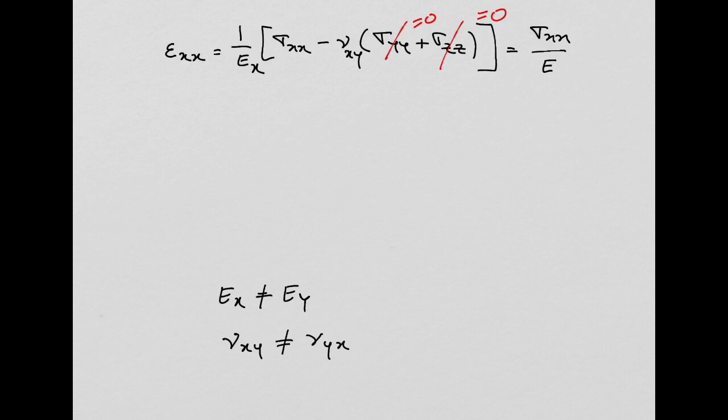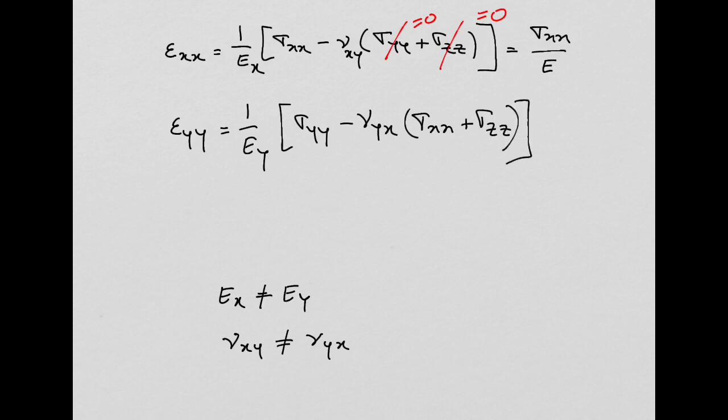Now, if I write the deformation in the y direction, this is going to be equal to 1 over Ey, the Young's modulus in the y direction, times sigma yy minus Poisson ratio yx times sigma xx plus sigma zz. Okay? So sigma yy is equal to 0, sigma zz equal to 0. So this is going to be equal to minus Poisson ratio yx over Ey times sigma xx. Okay?